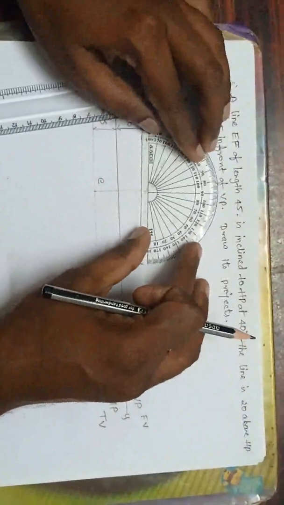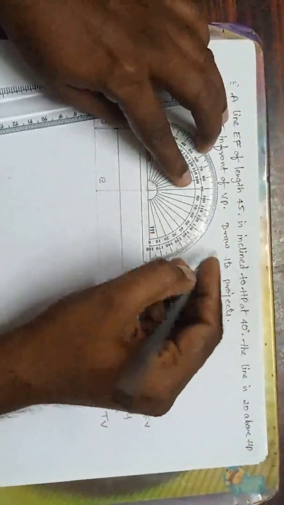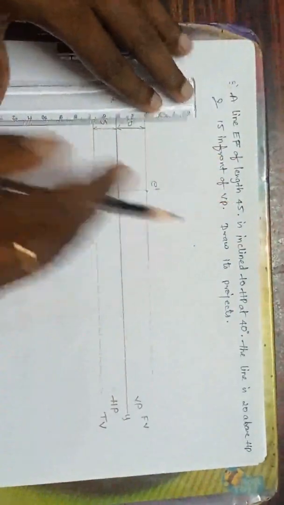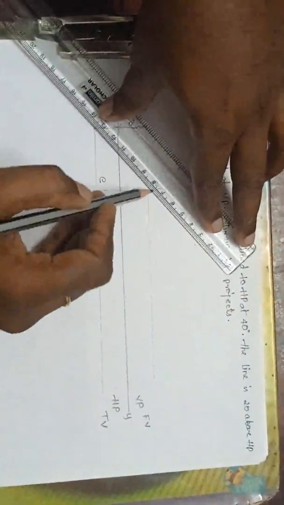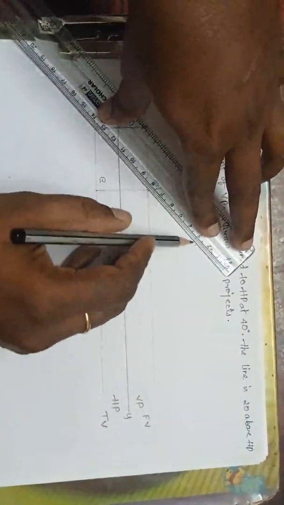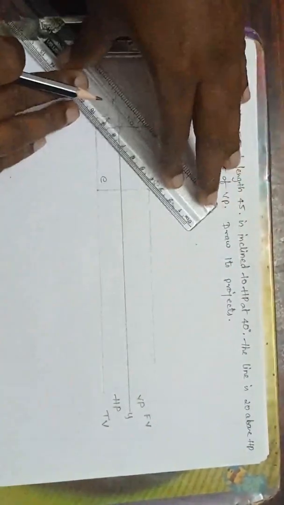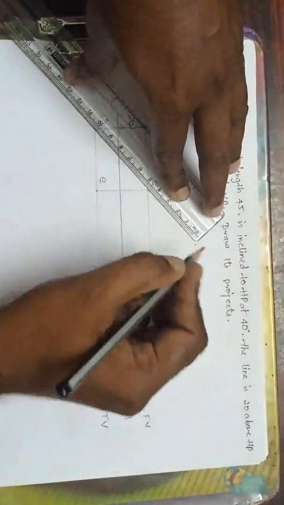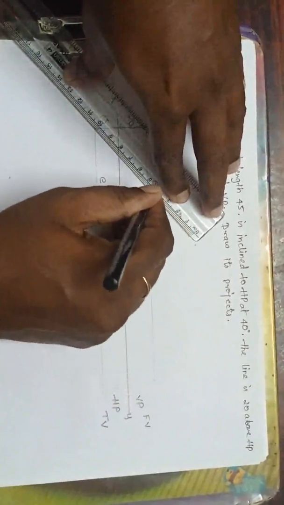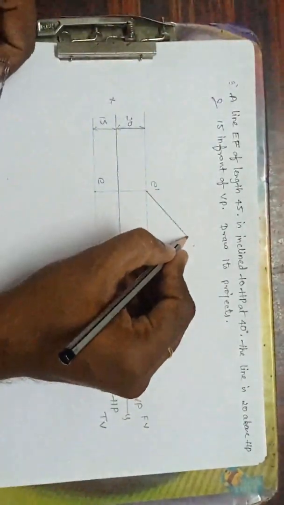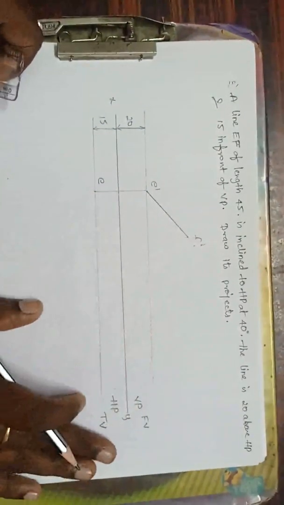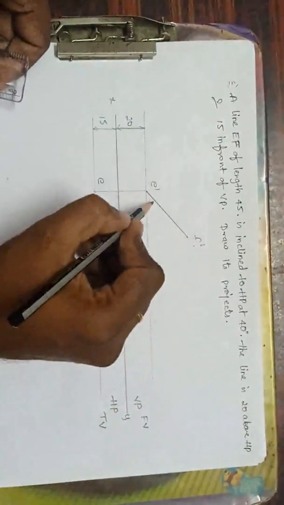So what I will do? Take an angle of 40 degrees. Now length, how much? 45 mm. So draw the 45 mm line like this. I will consider this is 45. Now what is this line? This is line E dash F dash.